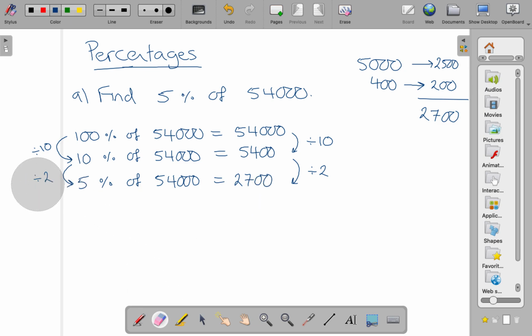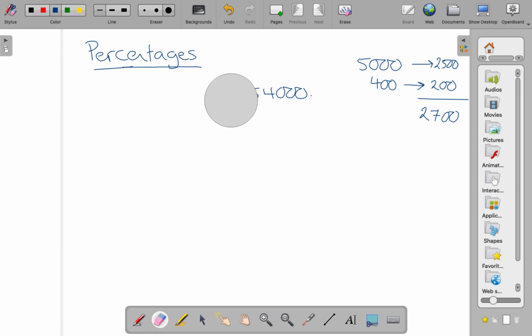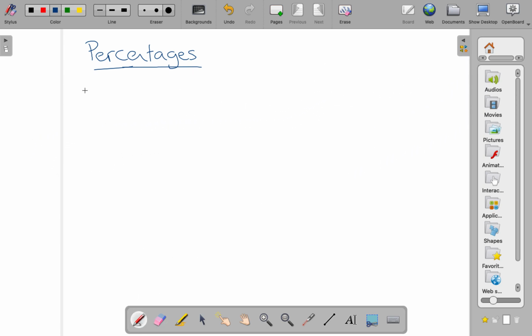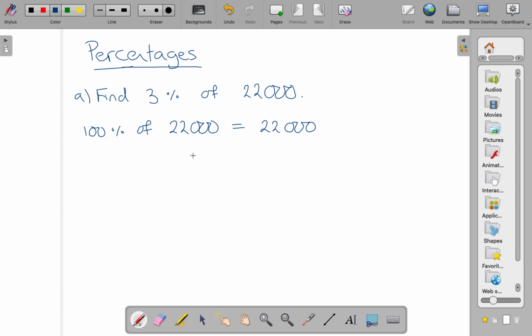Okay. Now let's try one more example. So let's say we are asked to find 3% of 22,000. We again recognise that 100% of 22,000 is equal to 22,000, because 100% of something is just the same number. And then because we want 3%, we should probably try and find out what 1% is first.